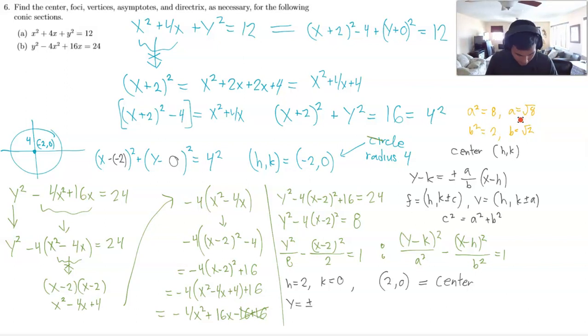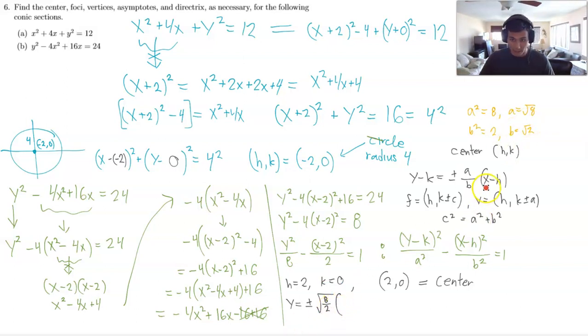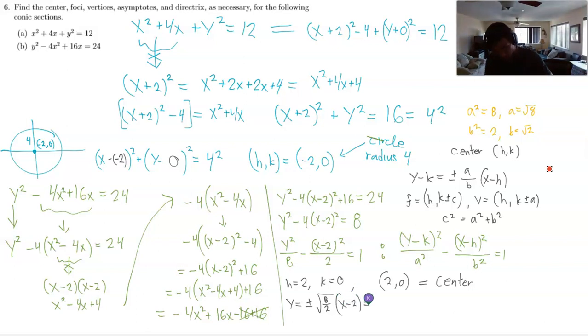There we go. Now let's fill in a divided by b. It's root 8 over root 2. Remember, you can divide the roots in this case like that. That's how the algebra works out nicely. And then we get x minus h, where x is x and h is 2. So this becomes plus or minus 2, x minus 2. There we go.